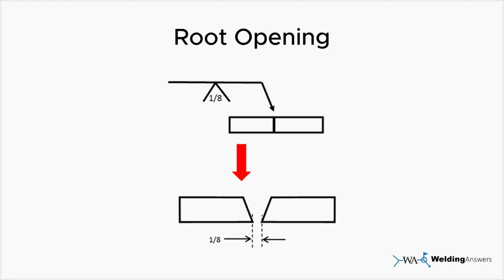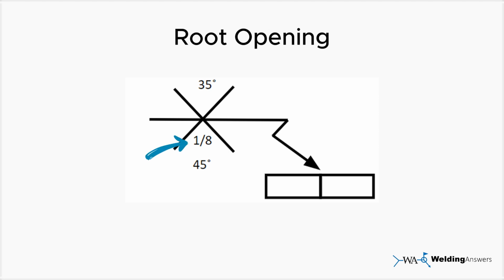Root opening. The root opening refers to the separation distance between the parts being joined. This dimension is always displayed inside the groove weld symbol. In the case of a double-sided weld, like a double V groove, the root opening dimension only needs to be shown once, on either side of the reference line.